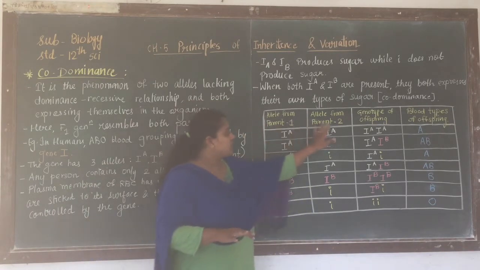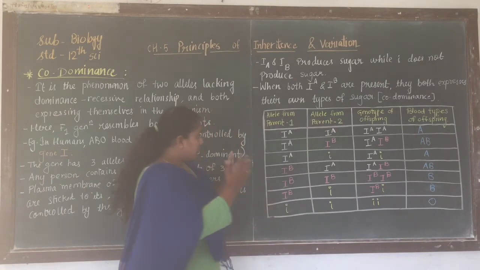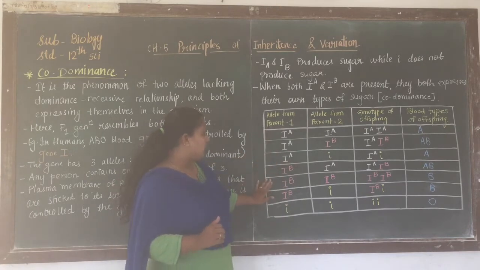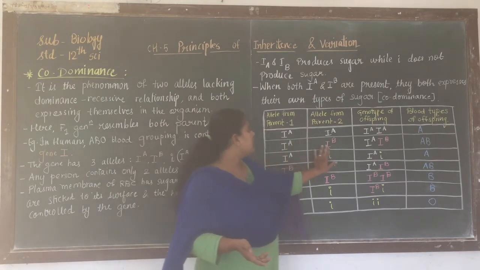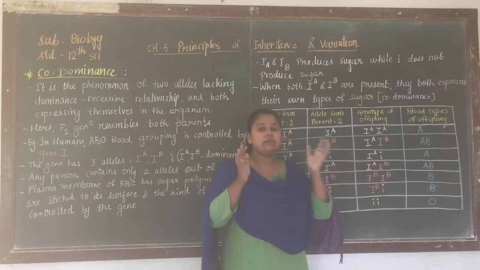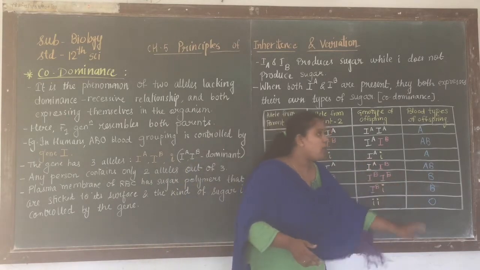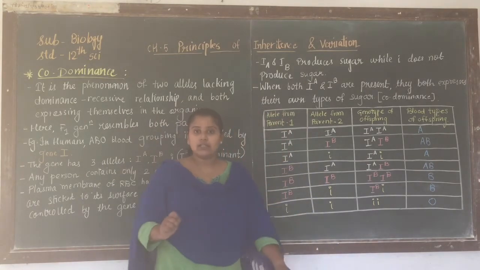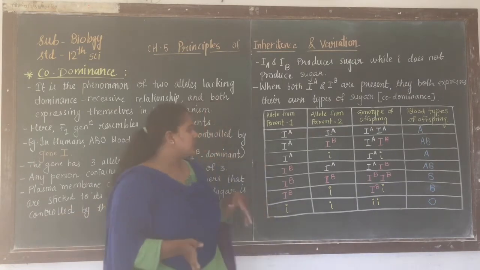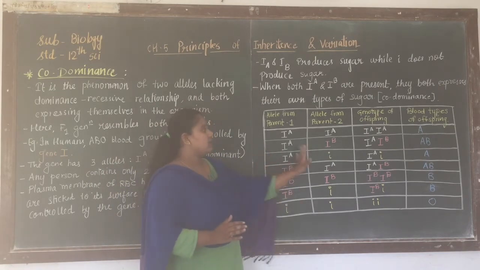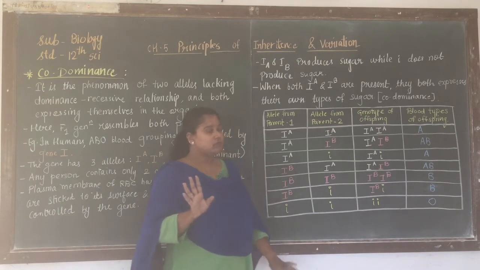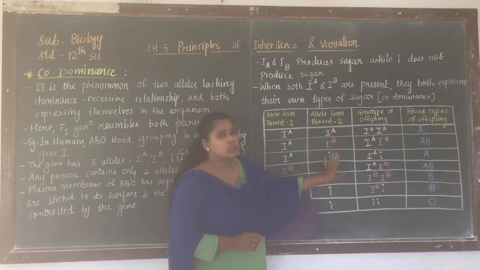Here I have drawn a chart or a table where I have made 4 columns, right? Here I have written alleles from parent 1, here alleles from parent 2, here what will be the genotype of the offspring, and here what will be the blood group of the offspring. Make sure that if you are not understanding this properly, you can also refer to the textbook, right? I will make it the same as the textbook, but you need to understand this very well to understand codominance.